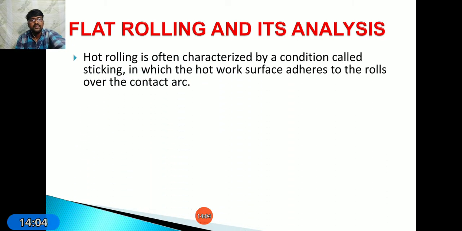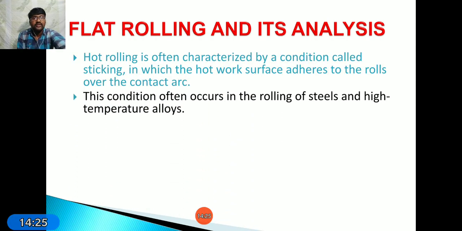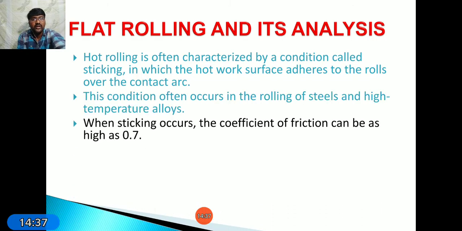Next, hot rolling is characterized by a condition called sticking, in which the hot work surface adheres to the roll. During the rolling process, what happens? The temperature of the work material increases. Due to this, the sticking of the workpiece with the roller will happen. The condition often occurs in the rolling of steel and high temperature alloys. When sticking occurs, the coefficient of friction is taken as a high value. Due to this, the sticking will happen.